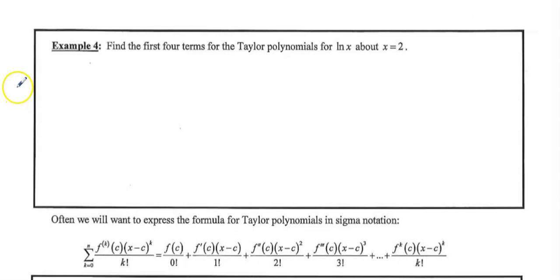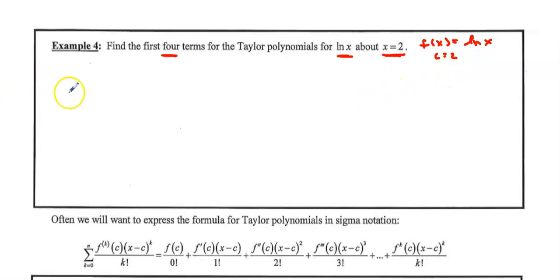Alright guys, so let's go ahead and look at our other example for a Taylor polynomial series. This example is asking us to find the first 4 terms. It's given us the function, the natural log of x, and it's asking us to evaluate it at x equals 2. So just a little housekeeping here: our function is the natural log of x, and the c value, if you're looking at the equation, is equal to 2.